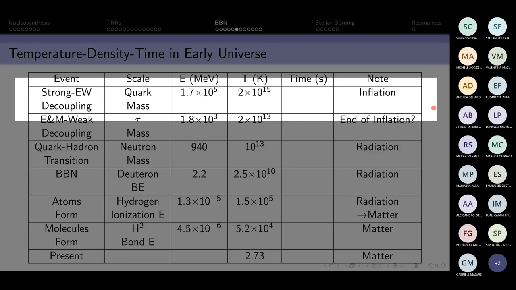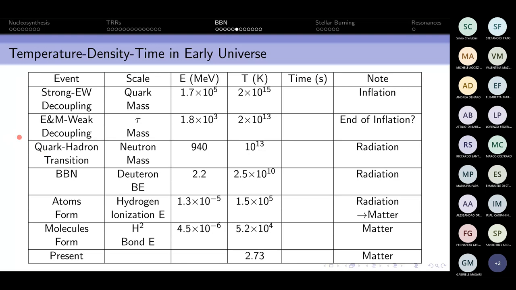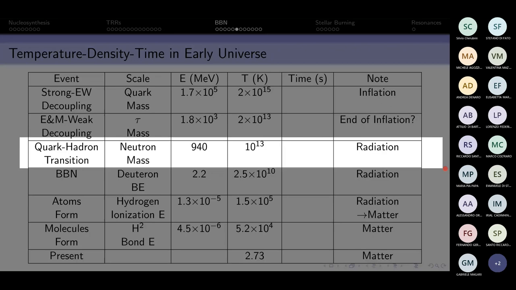Then the universe cooled some more, and it cooled enough so that nucleons, baryons, could be made. The binding force of nucleons: it was cold enough so that kT, the energy temperature of the universe, was less than the binding energy of a nucleon. That was the quark hadron transition. At that point, the universe was radiation dominated, mostly photons in terms of energy of the universe.